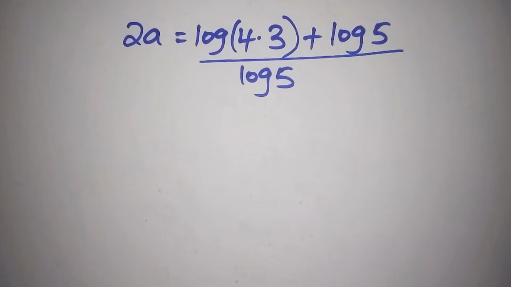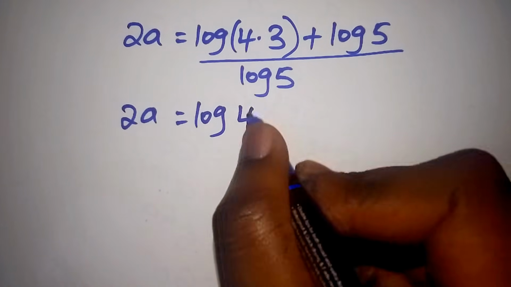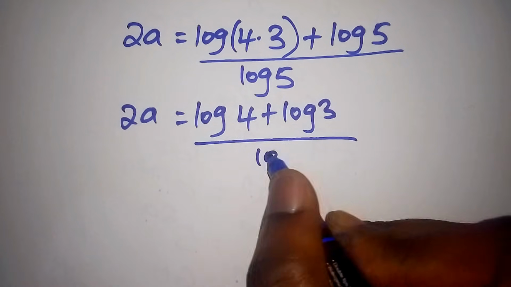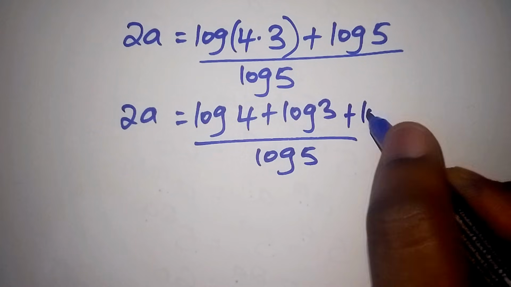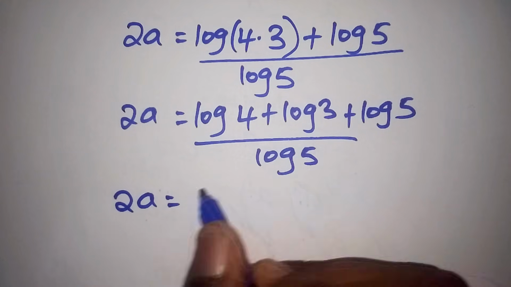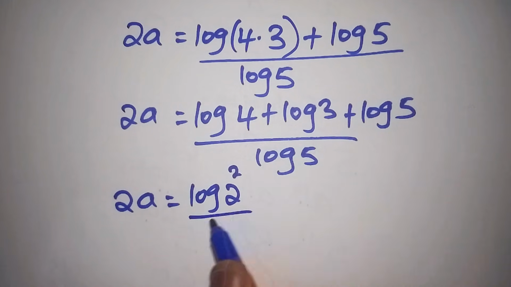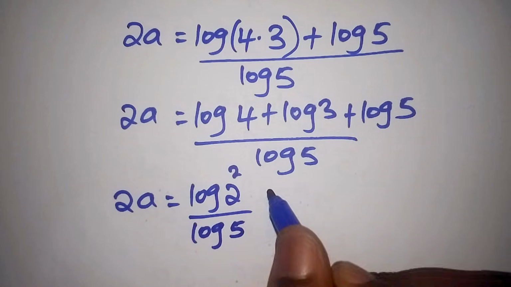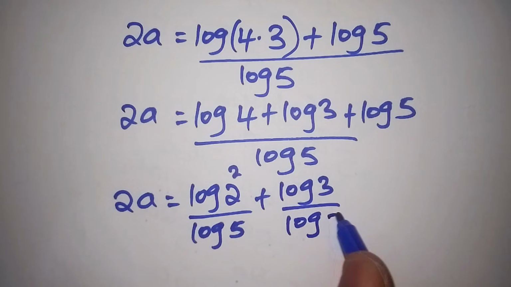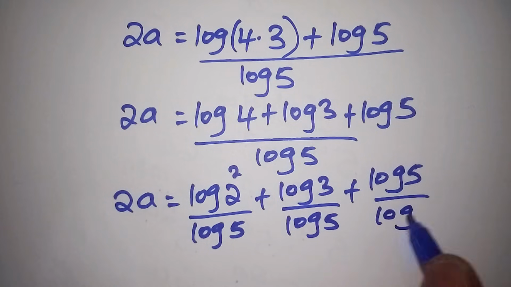So here we shall have 2a is equal to the log of 4 plus the log of 3, then plus the log of 5, all over the log of 5. Next, we shall divide both sides by the log of 5. Log 4 can be written as the log of 2 to the power of 2, all over the log of 5, the denominator, then plus log 3 all over the log of 5, then plus the log of 5 all over the log of 5.